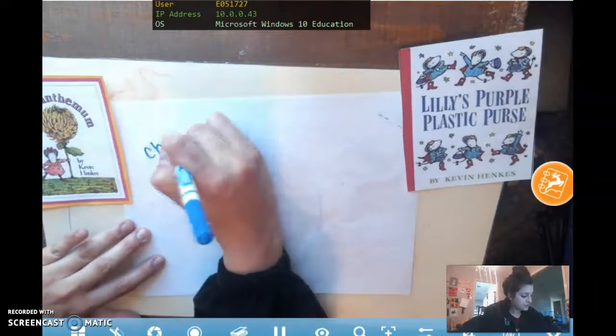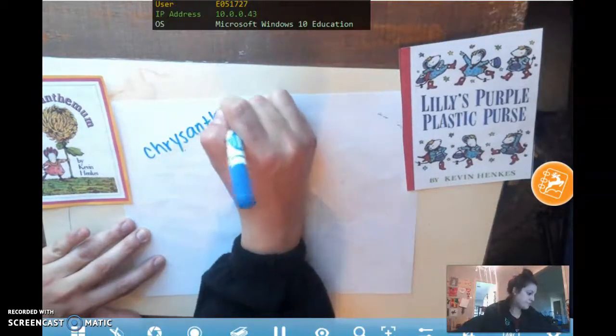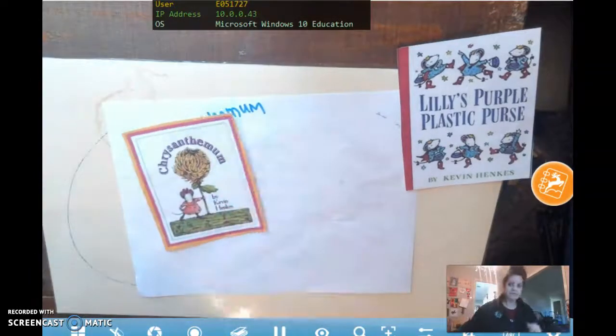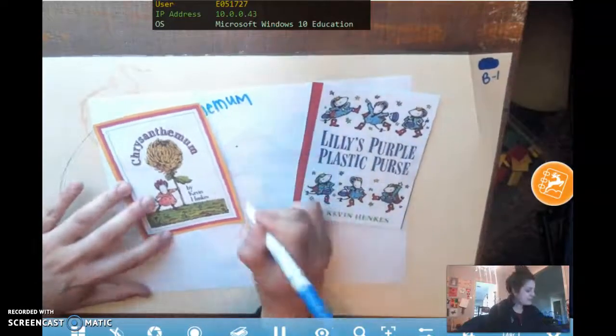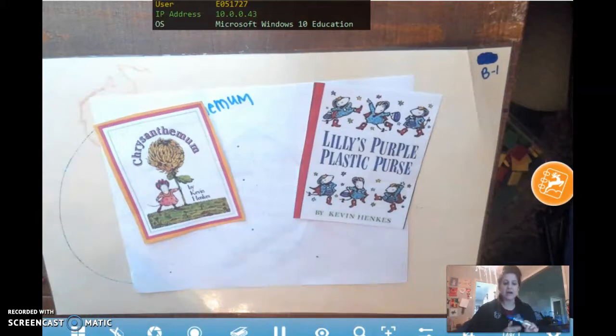You could even just glue the picture on there. Glue a picture of your character and then start writing the different things that they have in common, how they are alike. When you finish, take a photo of it, put it on your Seesaw account to get your credit, to get your grade.